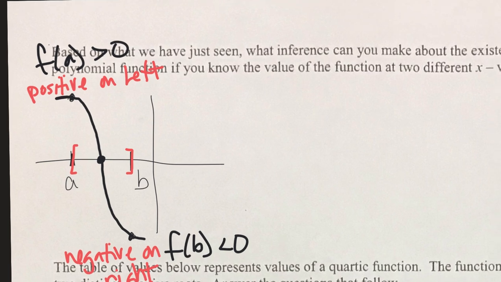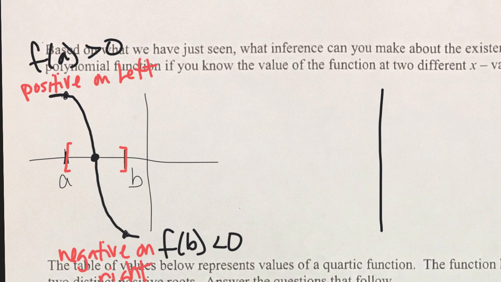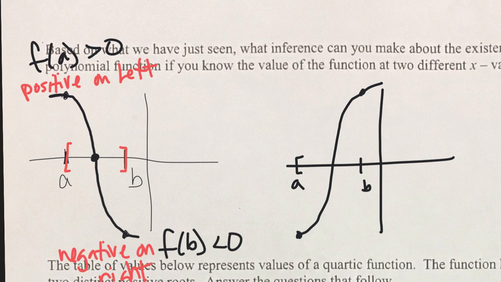Or we could flip this lefty-righty. What if we have a negative y value at A and a positive y value at B? That also guarantees that there's going to be a 0 in between there somewhere. We don't know exactly where it's going to be, but it will be there.